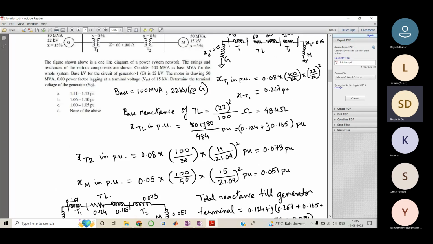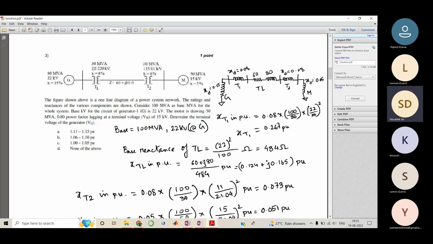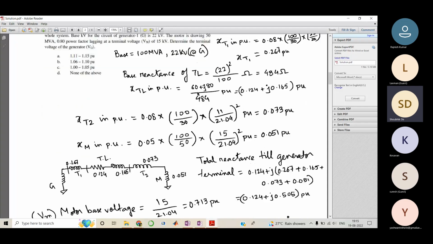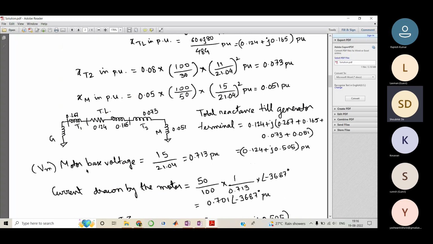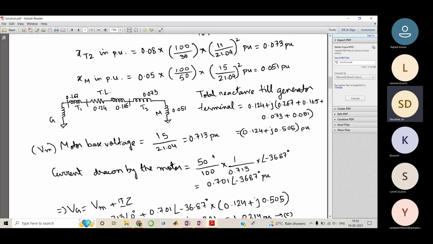Now, if you go to the question, the motor rated voltage was 15, but we found out that the base voltage of this line was 21.04. So, sorry, this will be the motor per unit voltage. I'll correct this, not a base voltage. It would be the rated voltage divided by the base voltage, right? So it comes out to be 0.713 per unit.